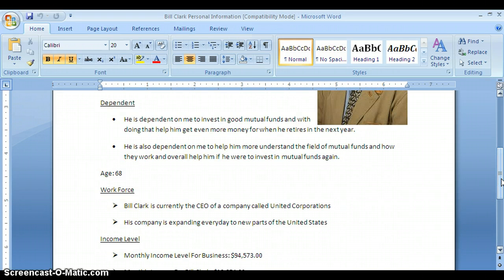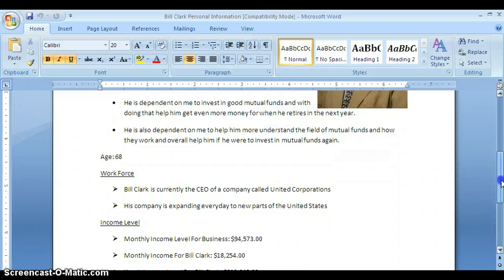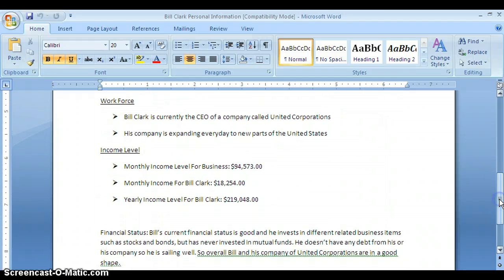Dependent. He is dependent on me to invest in good mutual funds, and with doing that, help him to get even more money for when he retires in the next year. He is also dependent on me to help him more understand the field of mutual funds and how they work, and overall help him if he were to invest in mutual funds again. His current age is 66.